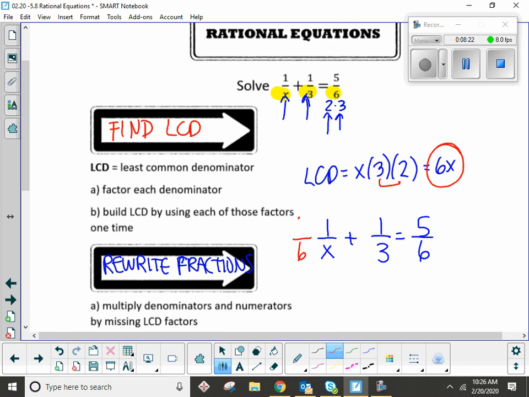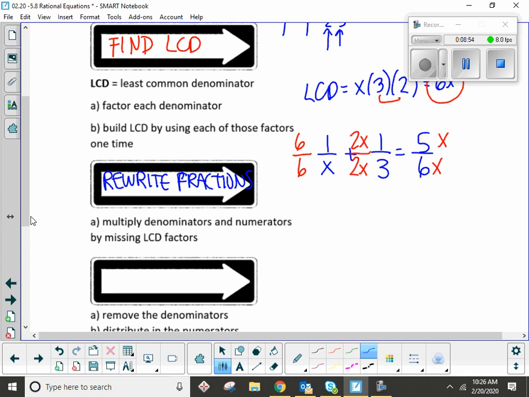So top and bottom has to be the same. What is the 3 denominator missing? 2, the 2 and the x, because it already has the 3. So multiply that to the top and bottom. And what is the 6 missing? X. So then once we multiply across the top and bottom, we have this. 6 over 6x. 2x times 1 is 2x. And then 5 times x is 5x.